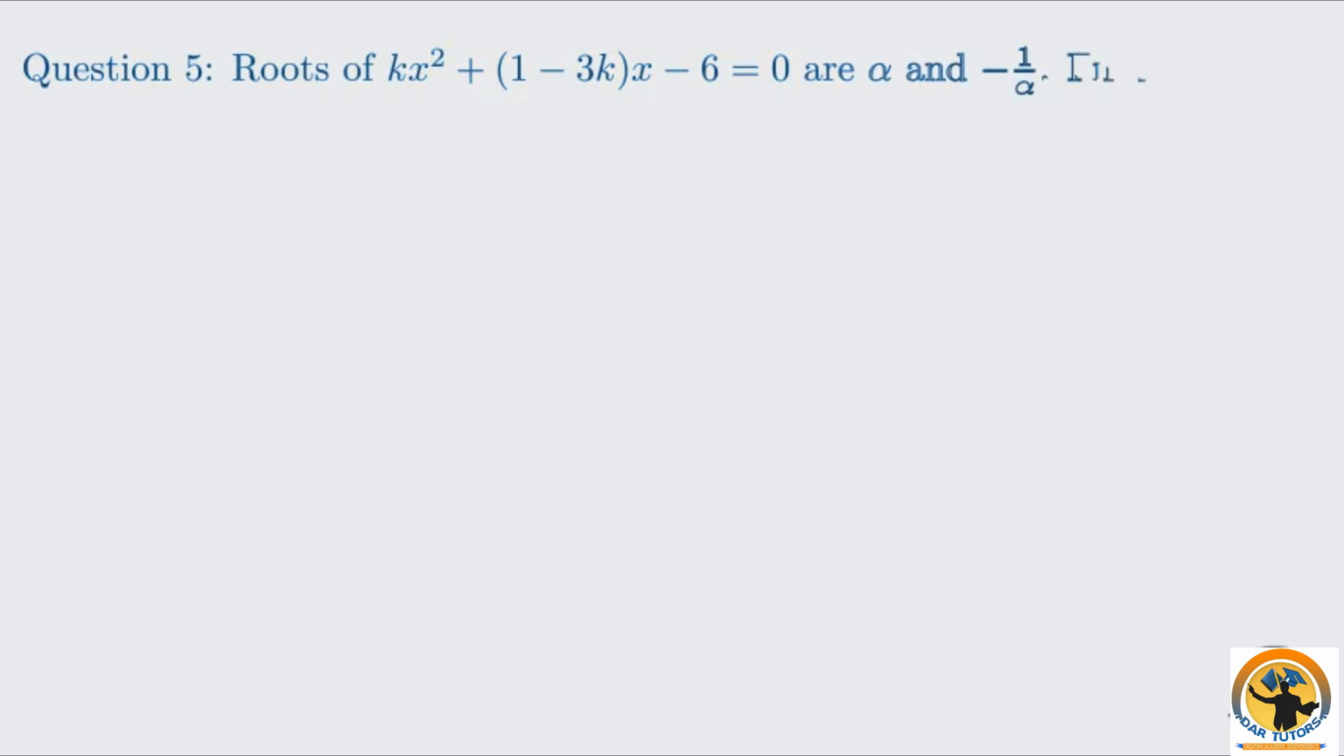Question 5. One of the roots of the quadratic equation kx squared plus (1 minus 3k) times x minus 6 equals 0 is the negative reciprocal of the other root. Find the value of k and the two roots.